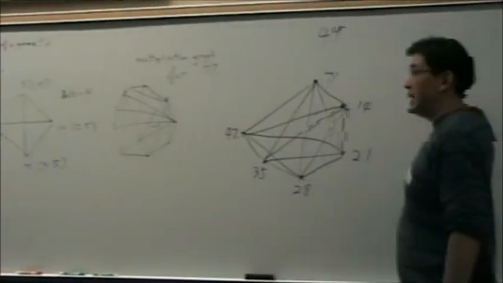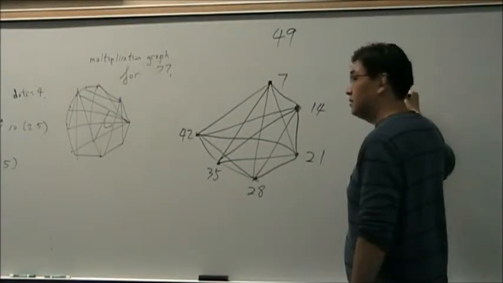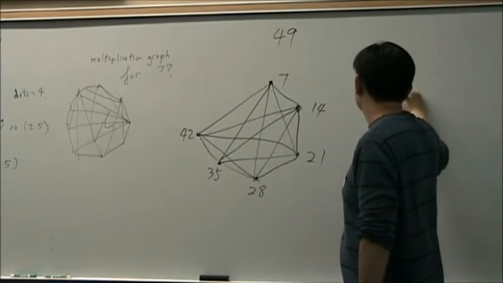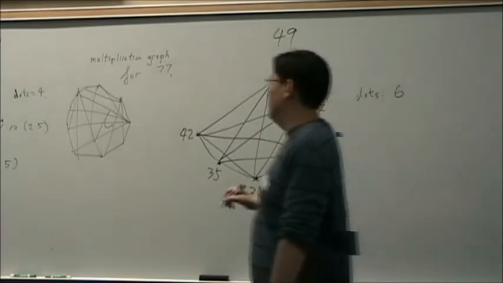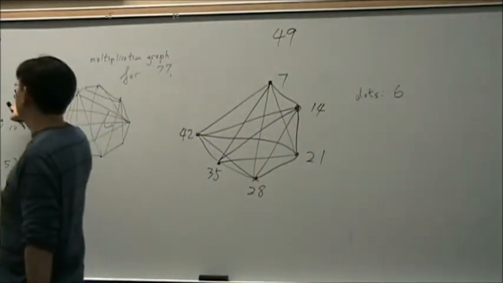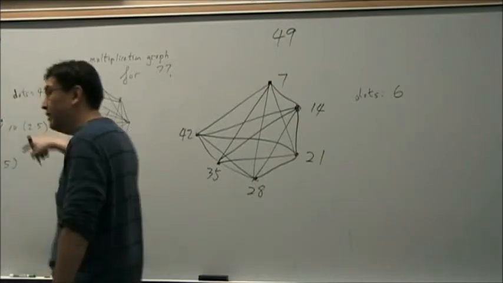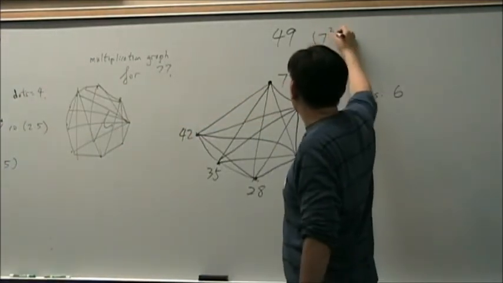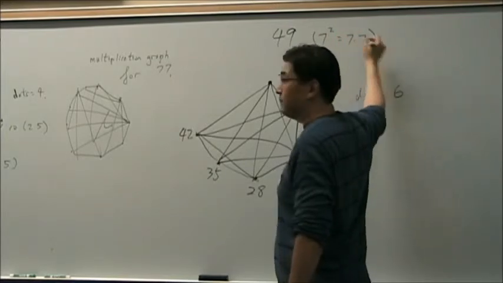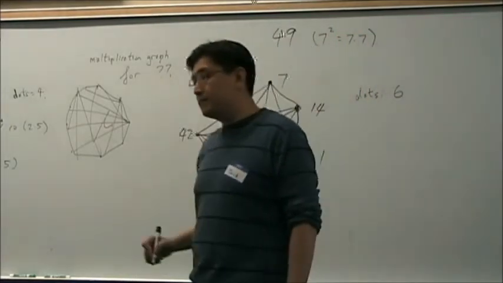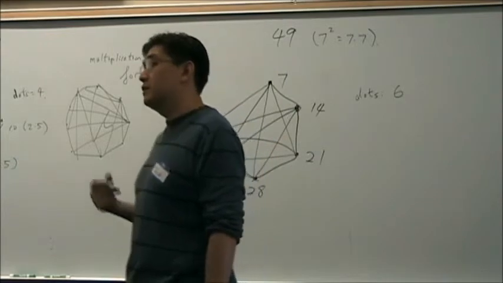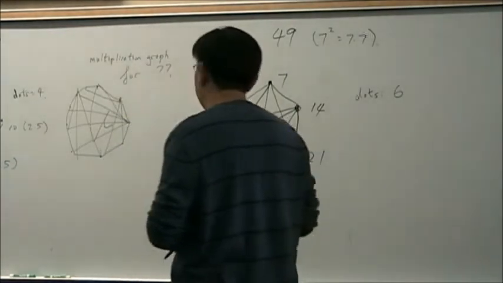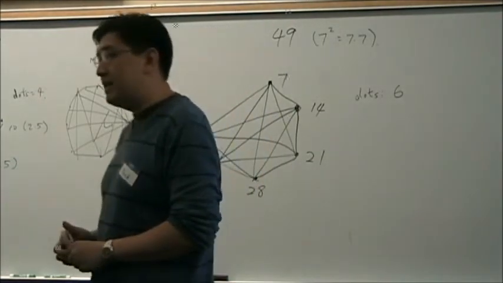Right. So how many dots does this graph have? 6. Right. So this has 4 dots, right? This has 6 dots. This is 7 squared, or 7 times 7. Basically, if it's p squared, then it's p minus 1. Yes. So there's a suggestion that if it's p squared, then it's p minus 1 dots. So why might that be the case?